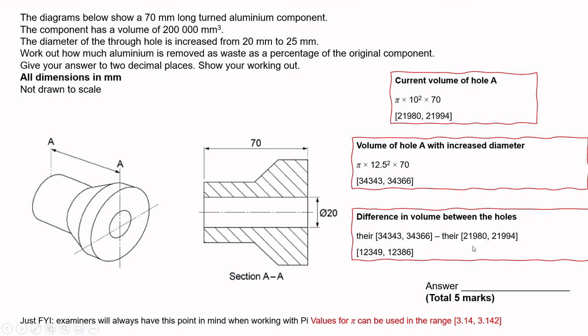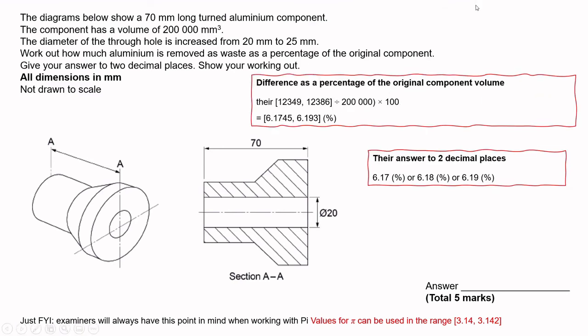So that's why it's important to make sure you show your workings out, because you can still get marks out of it. And that's why it says there, your answer there from your answer there. So this is what you're going to end up with: 12,349 or 12,386, or within that range. And then the last 2 marks.